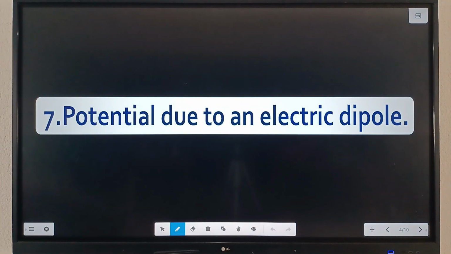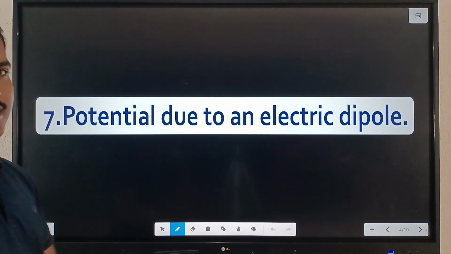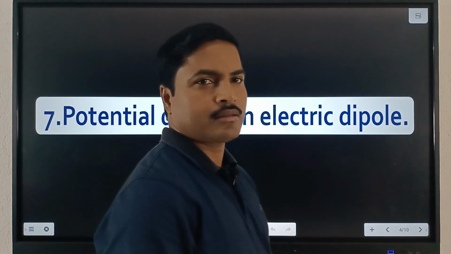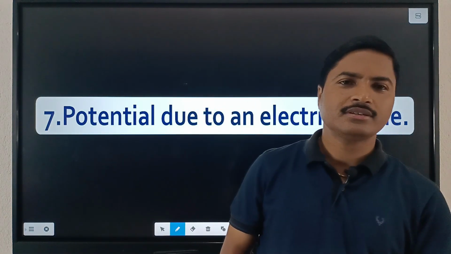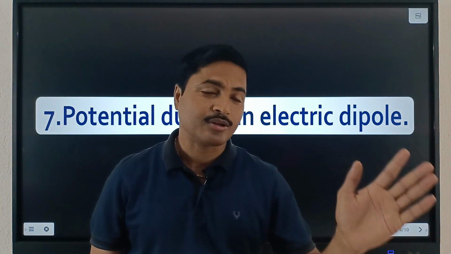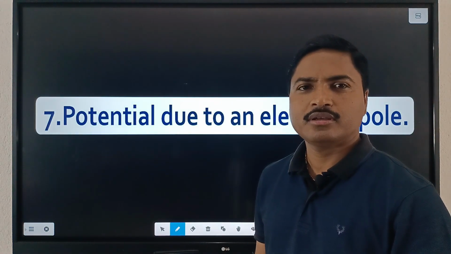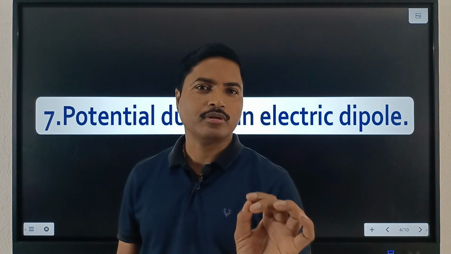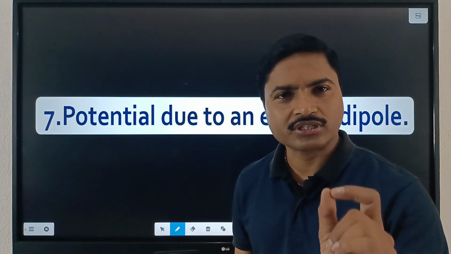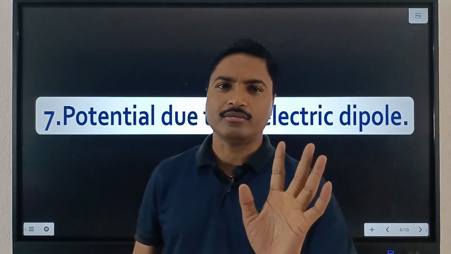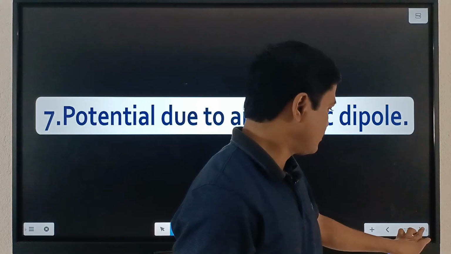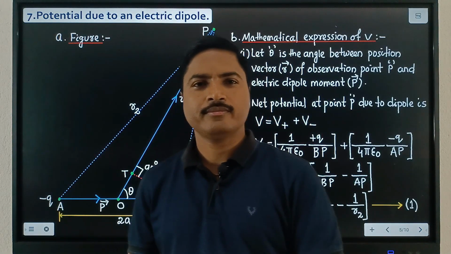Now, the point is that this is the potential due to an electric dipole. That is the main point. That means now we calculate the electric potential at any point due to an electric dipole by applying the law of cosines and the binomial theorem. Clear? Now we start the topic.